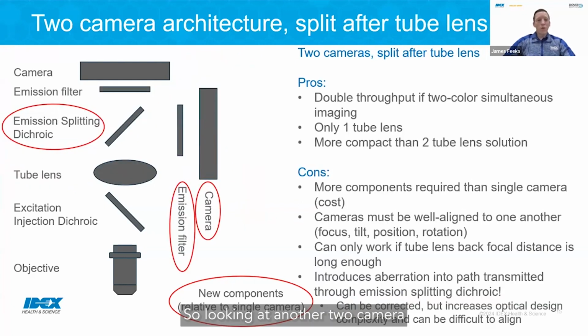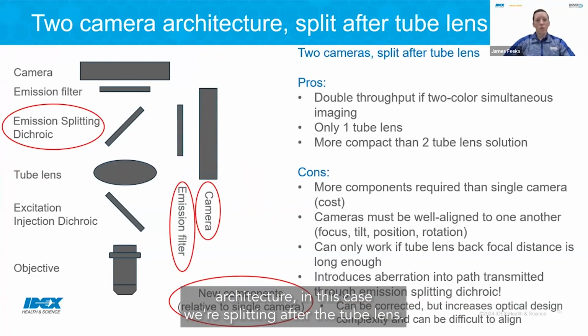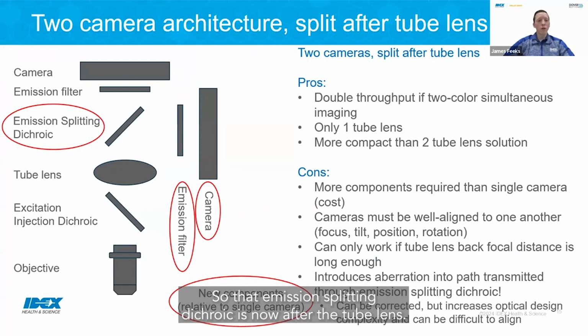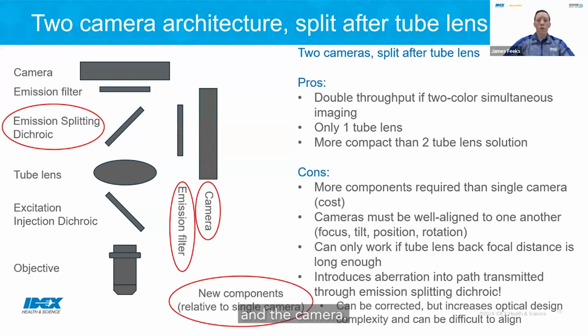So looking at another 2-camera architecture, in this case, we're splitting after the two blends. So again, we have 3 new components this time. We're not duplicating the two blends because we're splitting after that two blends. So that emission splitting dichroic is now after the two blends. We have another emission filter and the camera.